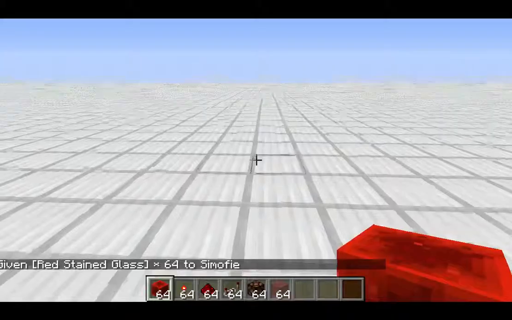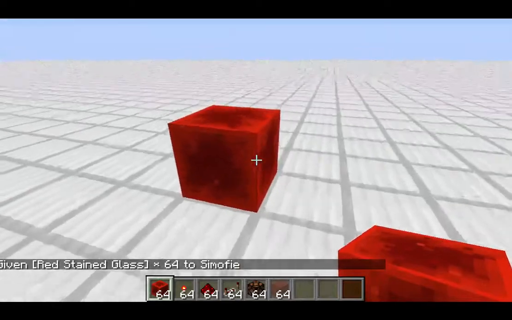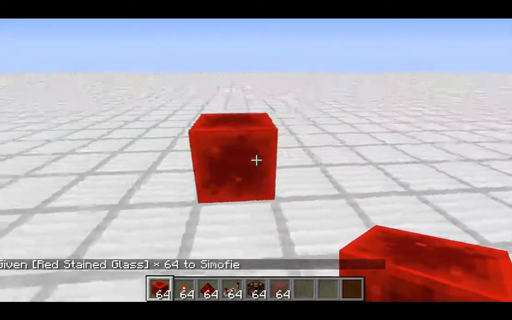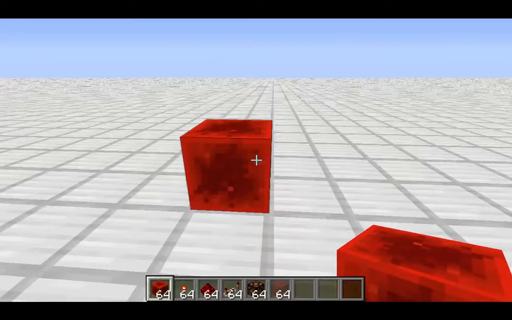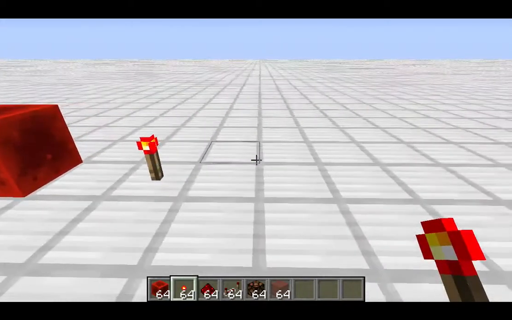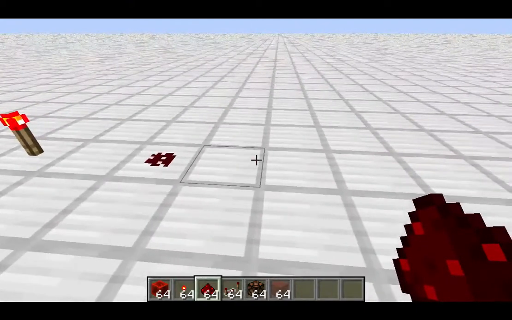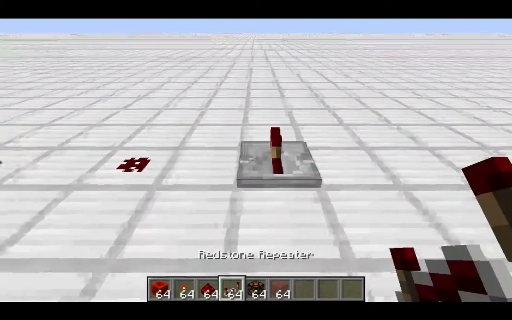In this video, we'll be covering the basics of the 4 primary building blocks of Minecraft Redstone. The first is the redstone block. The second is the redstone torch. The third is redstone dust. And the fourth is the redstone repeater.